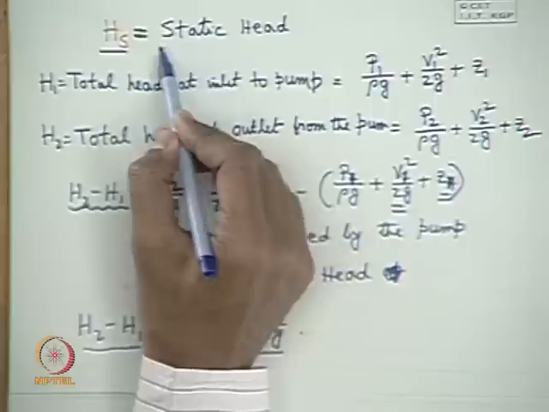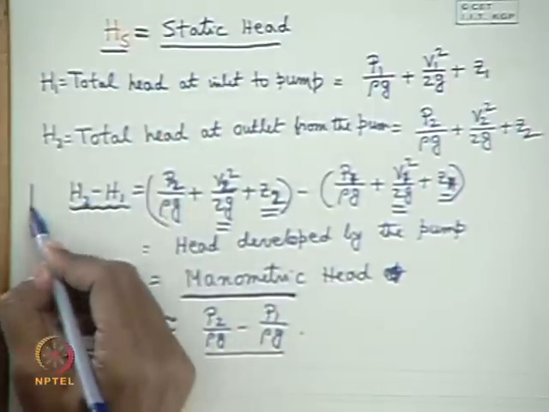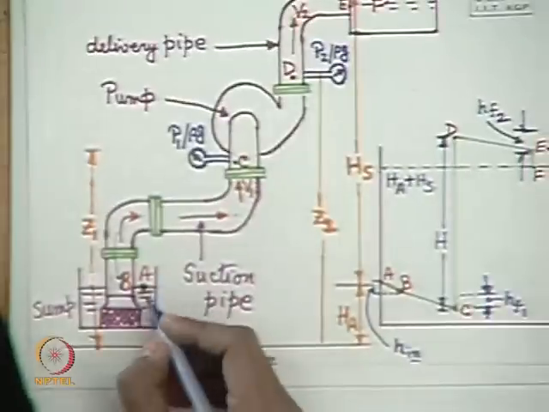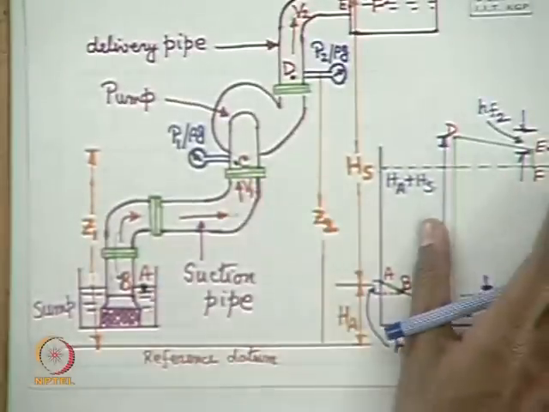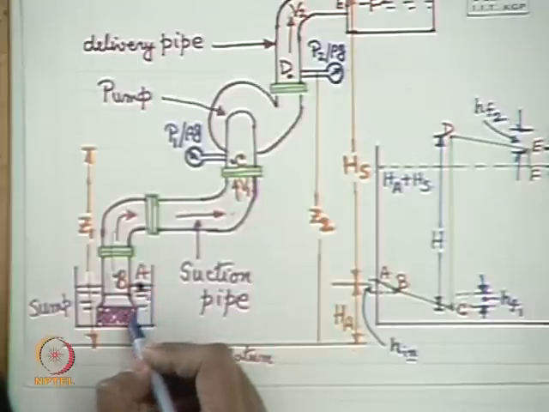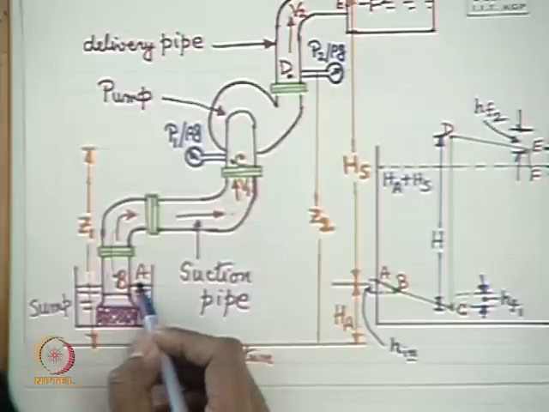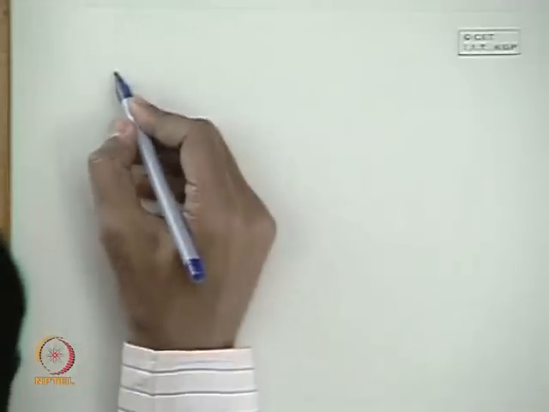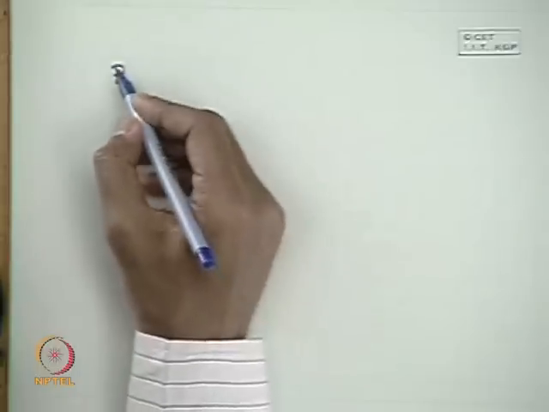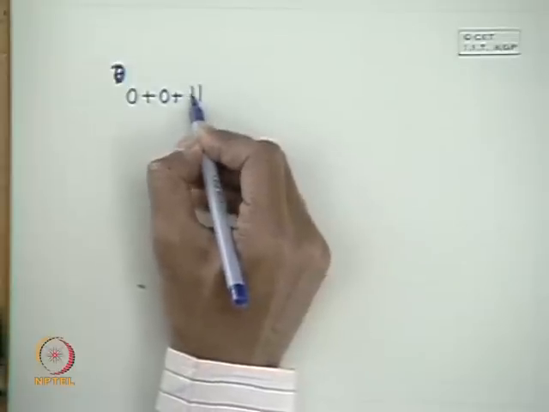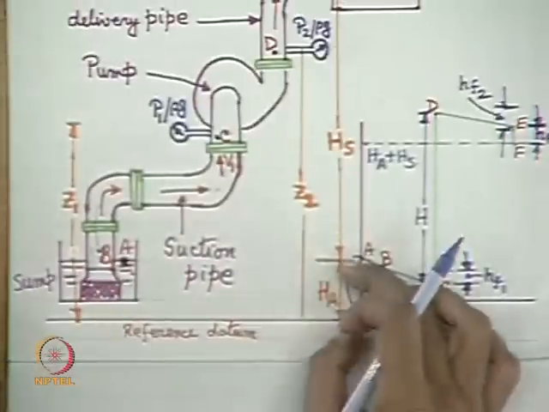So we now see that HS is known as the static head, and this H2 minus H1, let this be simply H, is the head developed by the pump. Now, if we write Bernoulli's equation at two points, that is at the inlet A of the suction pipe, the liquid at the sump, and the inlet to the pump C, then what we get? We can write that at A pressure is 0, velocity is 0, so only HA remains. You see that HA is its elevation.